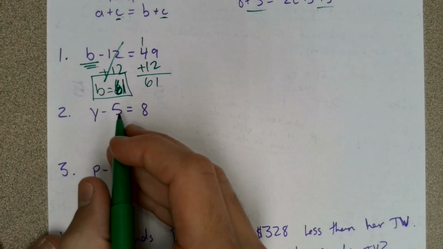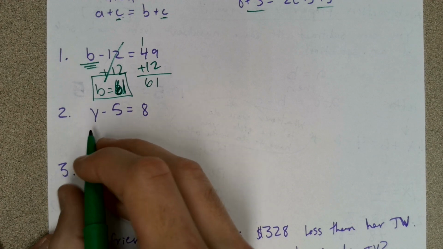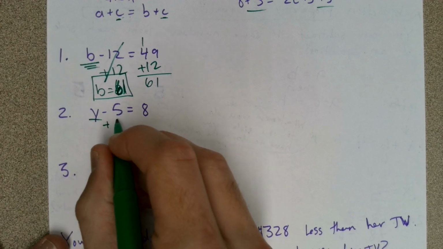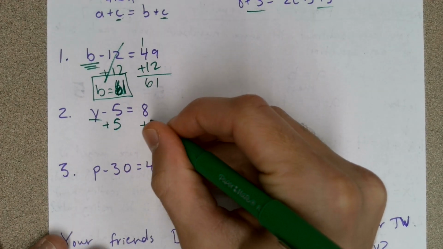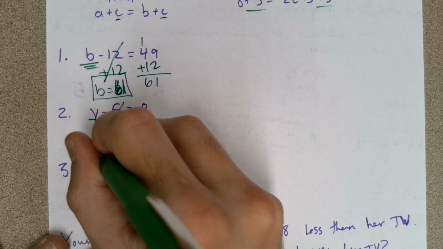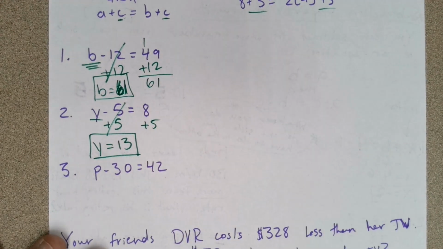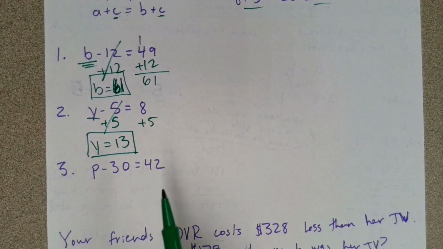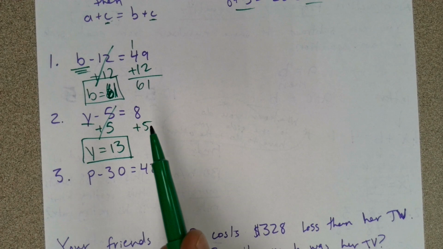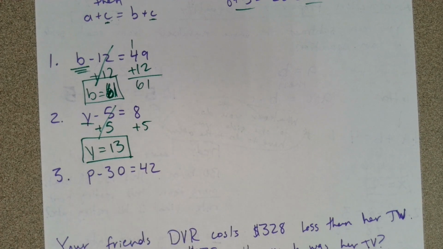Looking at the next one. Y minus 5 equals 8. The inverse of this. To get y by itself, we got to plus 5 to each side. Whatever we do to one side, we got to do to the other. Leaves us with y equals 13. 8 plus 5 is 13. We added 5 to this side. We had to add 5 to that side too. So y equals 13.